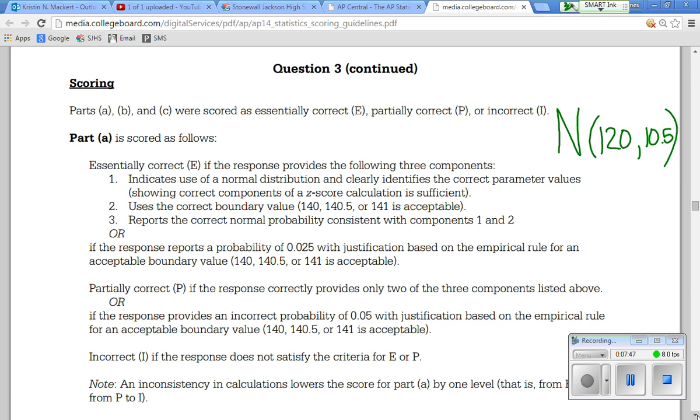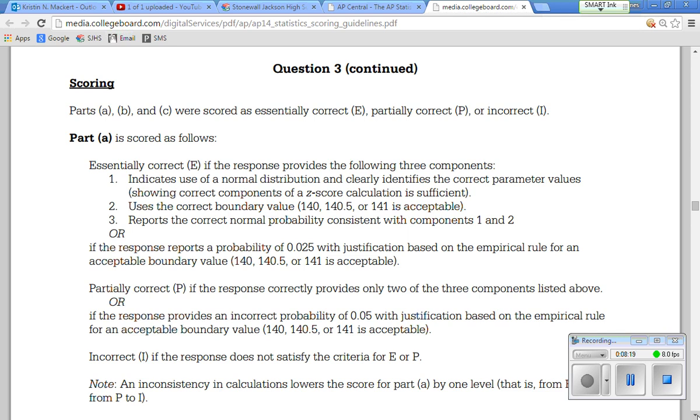Uses the correct boundary value, which we did. Reports the correct probability consistent, so just the right answer. So we're looking for, did you know that it was normal? We'll see if normal CDF is mentioned. I'm of the generation in the statistics world that thinks that that's enough information. You're showing it's normal, you're showing the boundaries, you're showing the mean and the standard deviation. I think that should be enough. But I don't know that I'm always right.